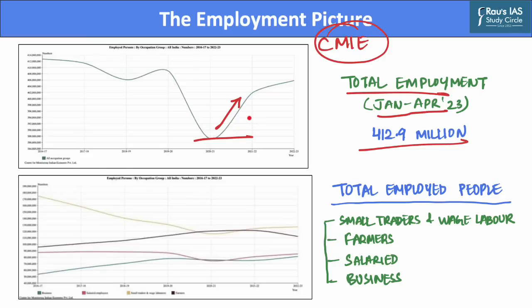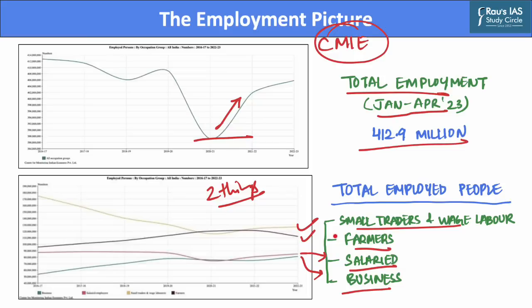Further, the second chart categorizes the people into 4 categories. These are small traders and wage laborers, farmers, the salaried class, and the business class. And from this chart, 2 things stand out. The first is the order of how people in India are employed. You can see that the bulk of people are employed as small traders and wage laborers as well as farmers. Whereas the third biggest category is that of the salaried class, and the fourth is that of the business class.